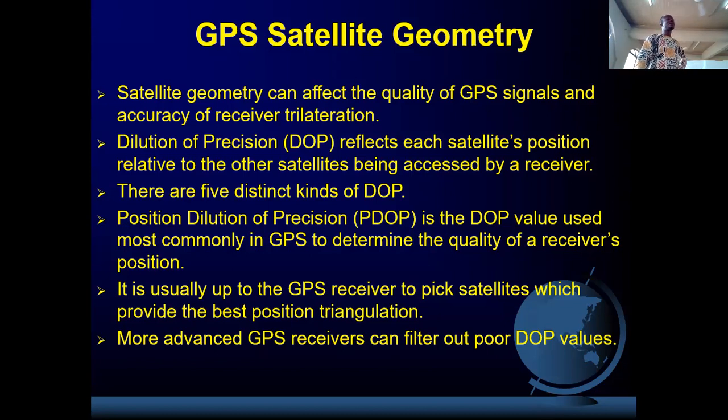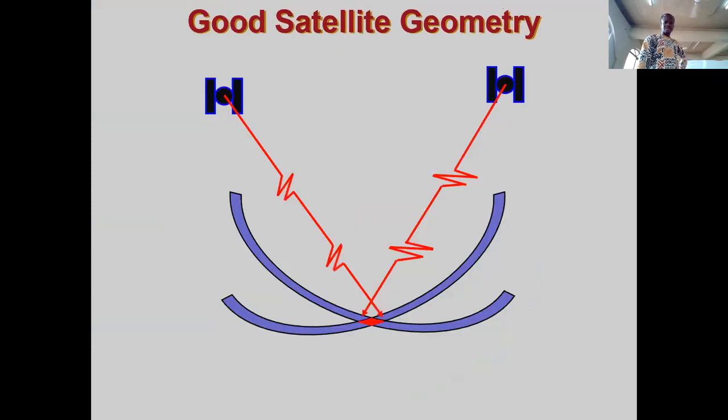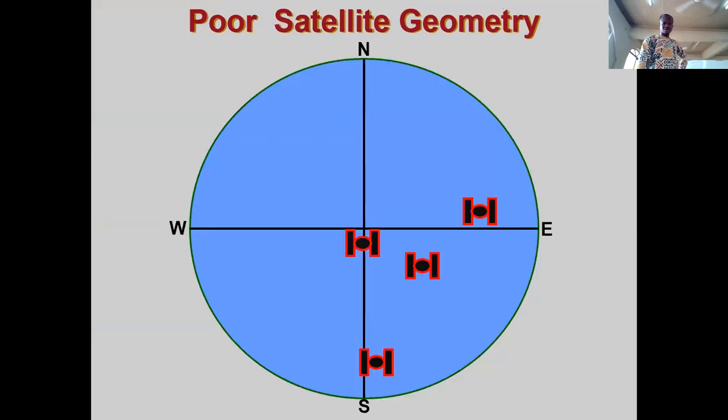So we have all these measures of the precision. The bigger the precision value is, the worse it is. We have the geometric dilution of precision, GDOP. All these affect the way the signals are generated. You can have poor satellite geometry and good satellite geometry. The last thing you want is all the satellites bunched together when you are trying to fix your position.